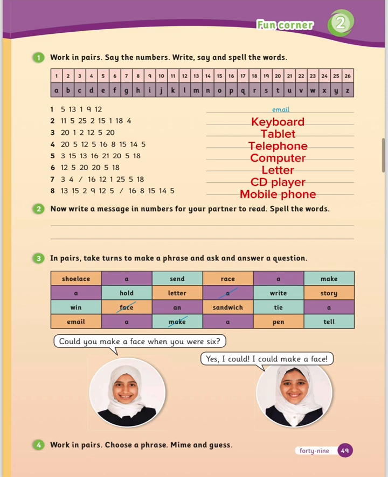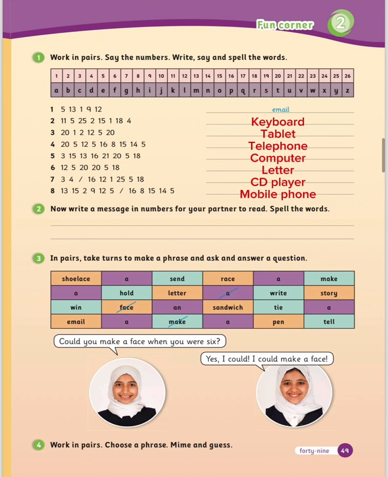Number 1, email. Number 2, keyboard. Number 3, tablets. Number 4, telephone. Number 5, computer. Number 6, letter. Number 7, CD player. Number 8, mobile phone.